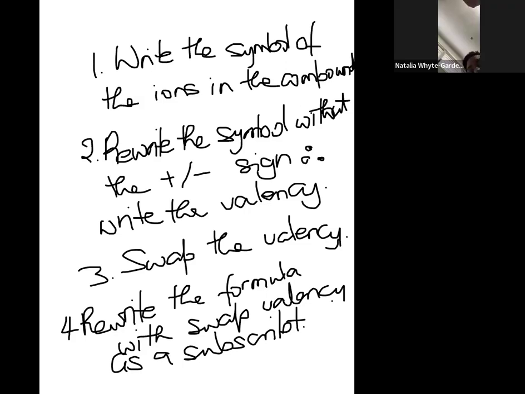So number 1, we are writing the symbol of the ions in the compound. Ionic compounds is what we're writing the formula for, so they have a metal and a non-metal ion. We are going to rewrite that without the plus or the minus sign. Then we are going to swap the valency. When we swap, the valency of the non-metal will become the subscript of the metal, and the valency of the metal will become the subscript of the non-metal. Okay, what do I mean?